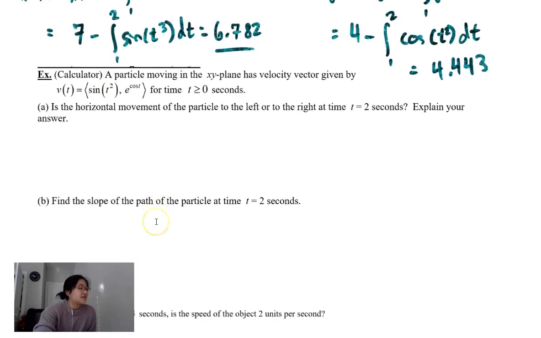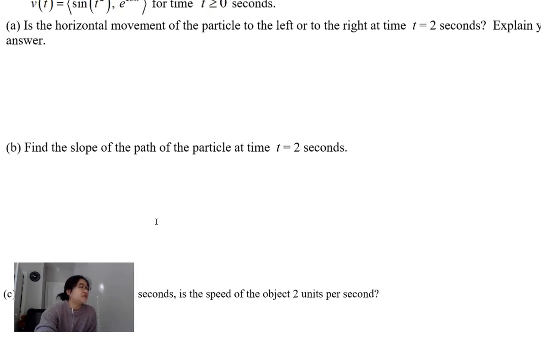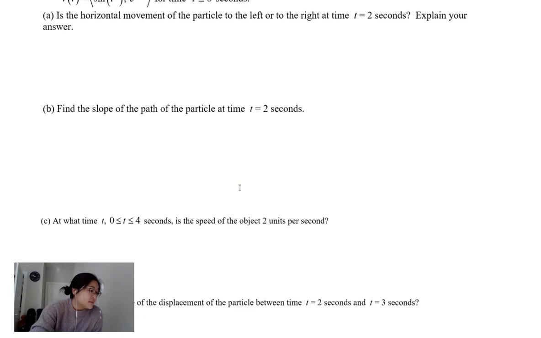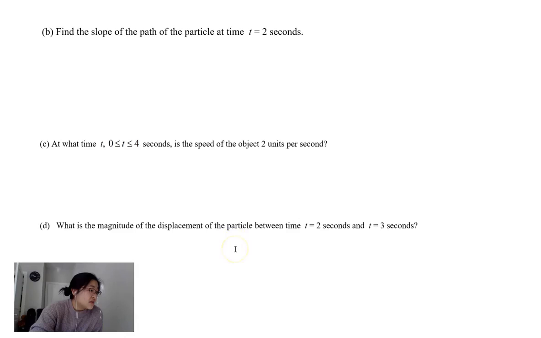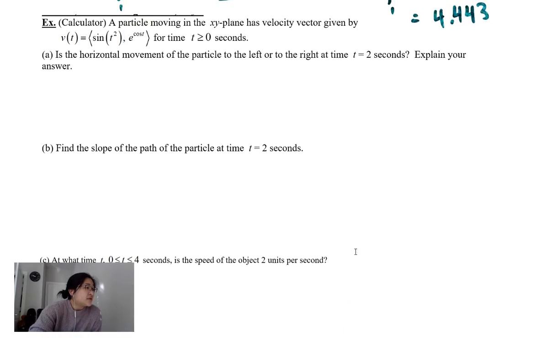Alright, try this last one, where you're looking at a particle with this velocity vector, figuring out, do we have horizontal motion to the left or to the right? Remember, left is negative, right is positive. Find the slope of the path. Find the speed, or at what time is our speed equal to this, and the magnitude of our displacement between time 2 and 3. So try that out, and then we will talk about it.